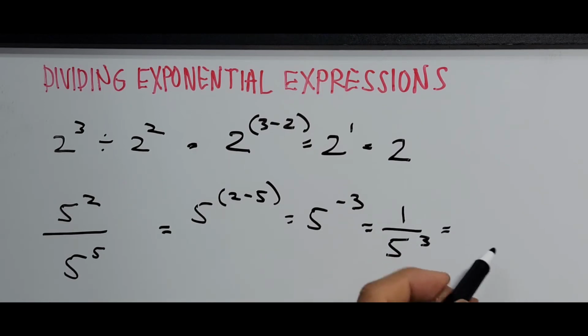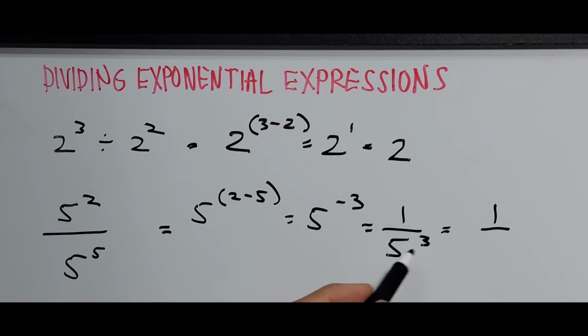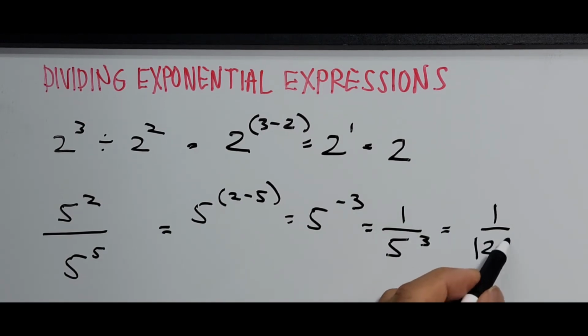So that's the answer. Or evaluate it further: 1 divided by 5 times 5 times 5, 3 times. So 5 times 5 is 25, times 5 is 125. So that's the answer for that.